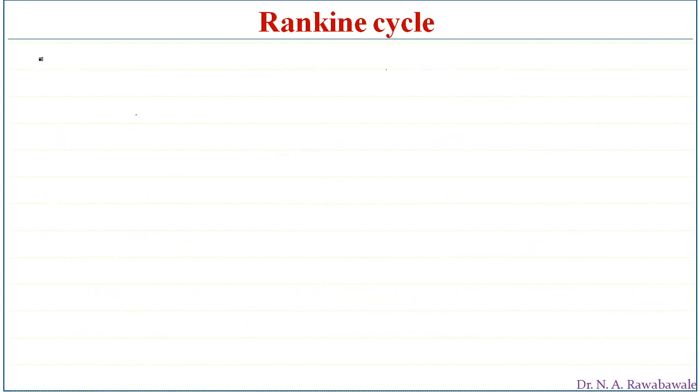Therefore, net available work per kg of water is given by, so turbine work is HB minus HC. This much amount of work is developed.